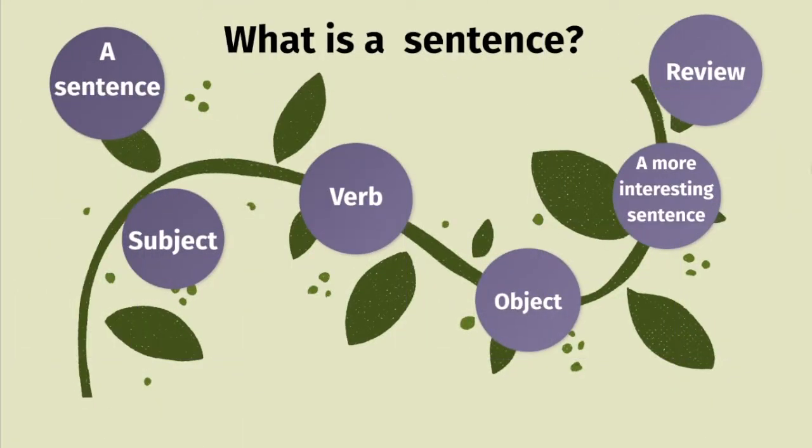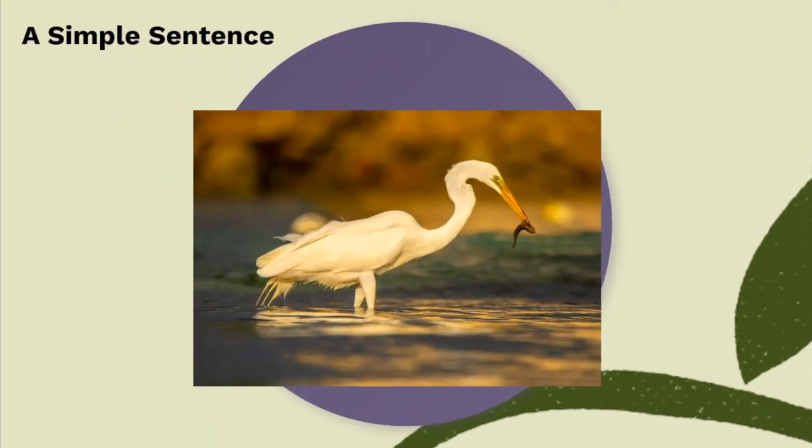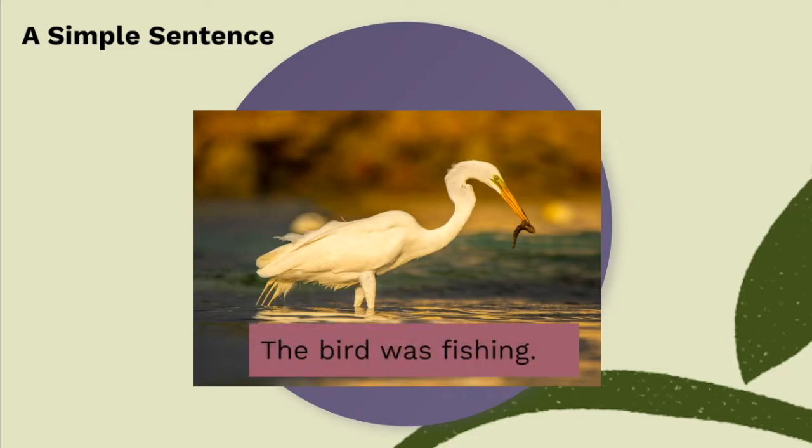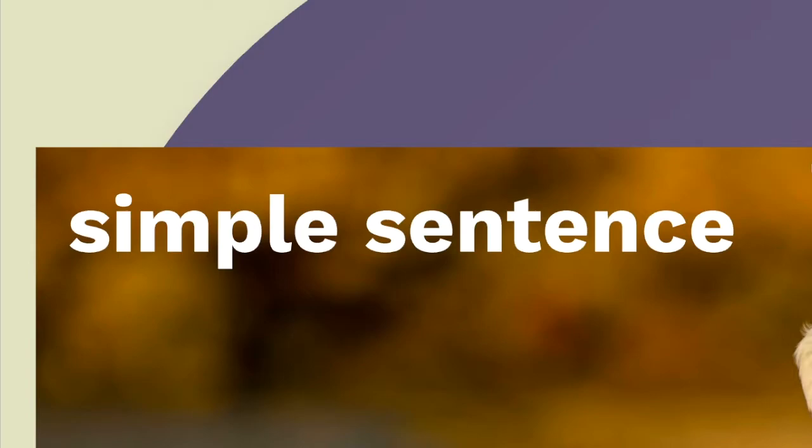This video will explain the basic parts of a sentence. This is a bird. When I saw it, it was fishing. The bird was fishing is an example of a simple sentence. A simple sentence expresses a complete thought.